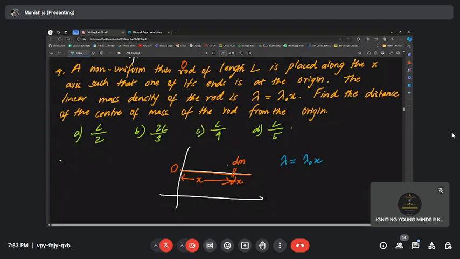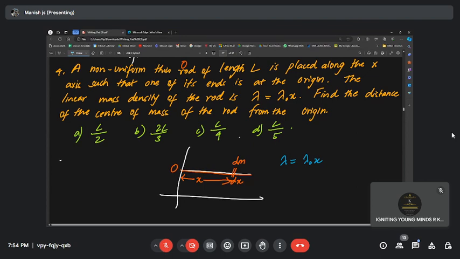So the small element we are taking will have a small mass, infinitesimally a very small mass. Therefore, dm, and the small length associated with that small mass is dx. The distance of that small element is x from the origin. So this is what we understand as per the question.